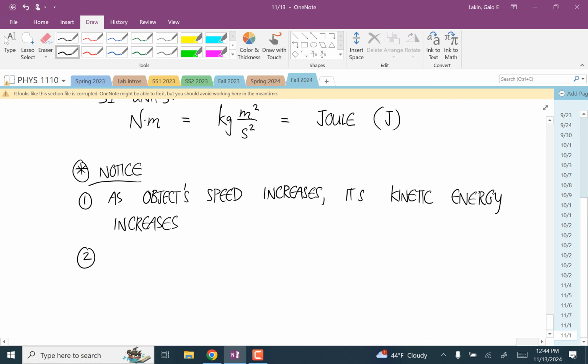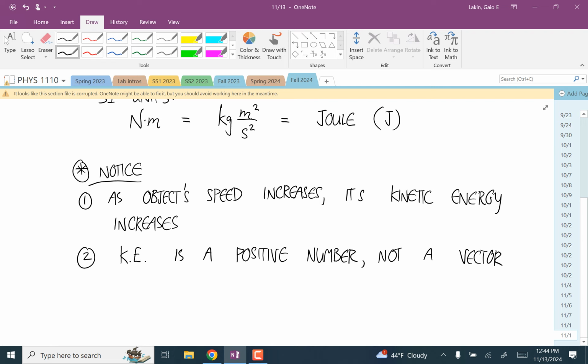Second, kinetic energy is a number, not a vector. And it's actually always a positive number. So if an object's moving 50 miles per hour, it doesn't matter whether it's going north or southwest. The direction doesn't matter. It has the same amount of kinetic energy. So it doesn't have a direction.